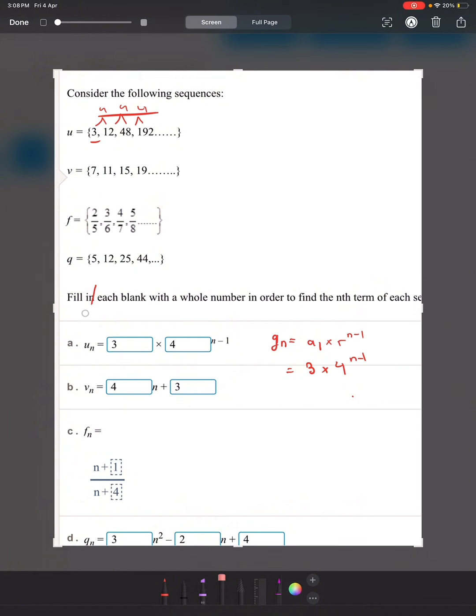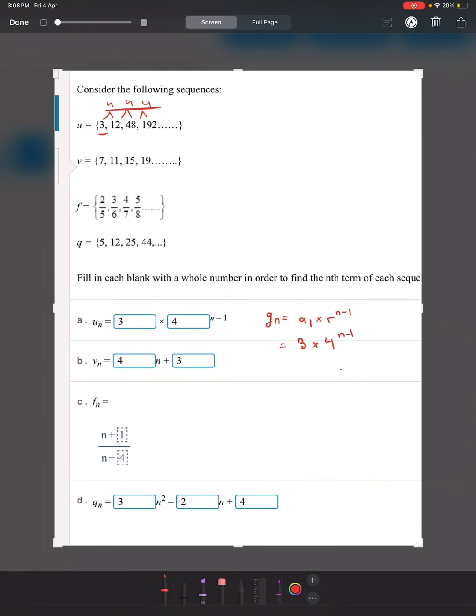For the second part, they want v. What kind of sequence is v? Let's see if it's arithmetic. We're going to do 11 minus 7, which is 4, and then 15 minus 11, which is 4, and then this is going to be 4 too. So this is arithmetic, okay?